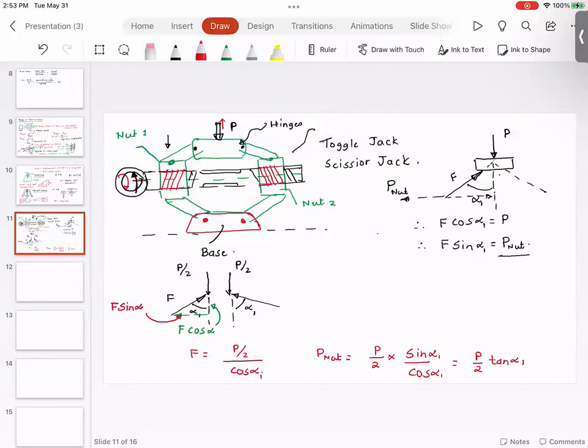Now, a word of caution. If you look at the textbook, the equation may look slightly different, because please note, I'm measuring my angle alpha from this vertical line. If you were to measure the alpha from the horizontal line, this would become cotangent, not tangent. It will become cotangent.